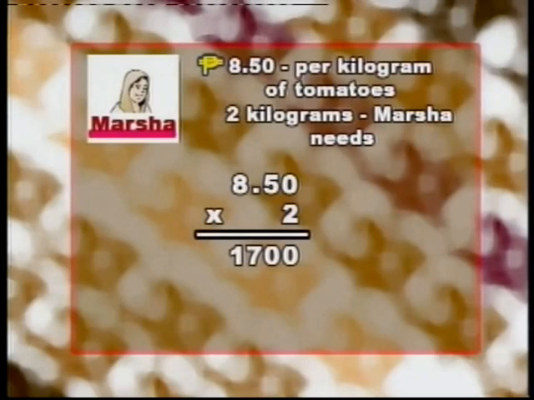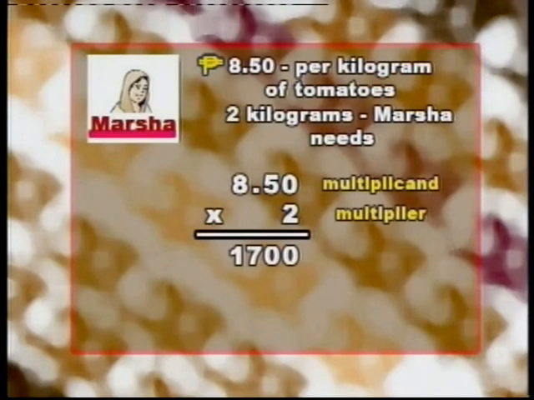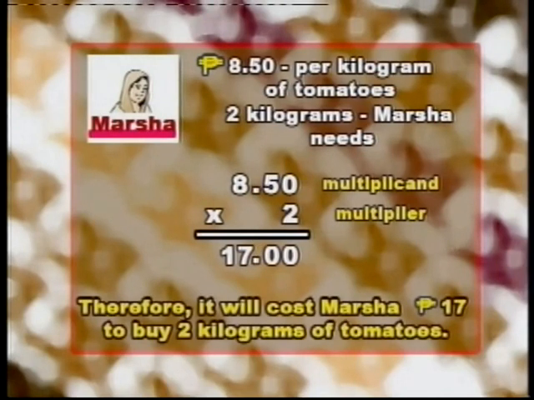For the multiplicand, we have 2 decimal places and 0 decimal place for the multiplier. The total number of decimal places is 2. So, we simply move the decimal point 2 places to the left of the product. So we place the decimal point between 7 and 0. Therefore, it will cost Marcia 17 pesos to buy 2 kilos of tomatoes.